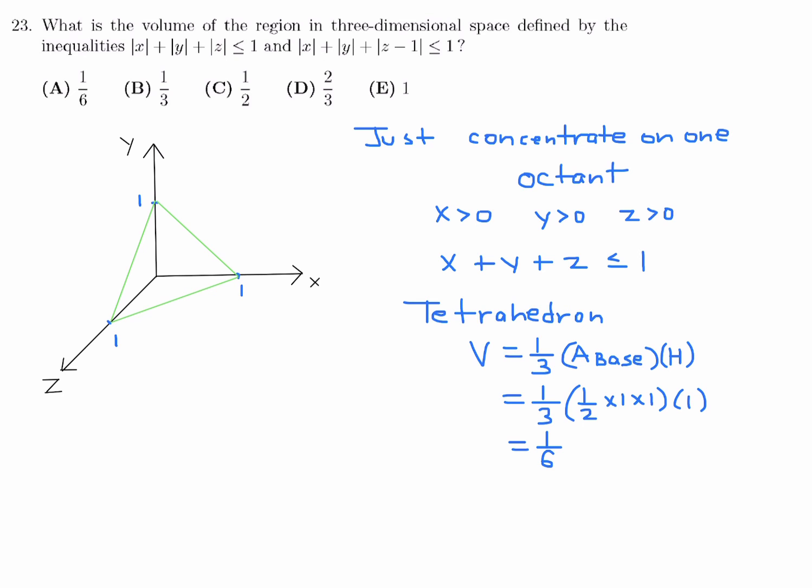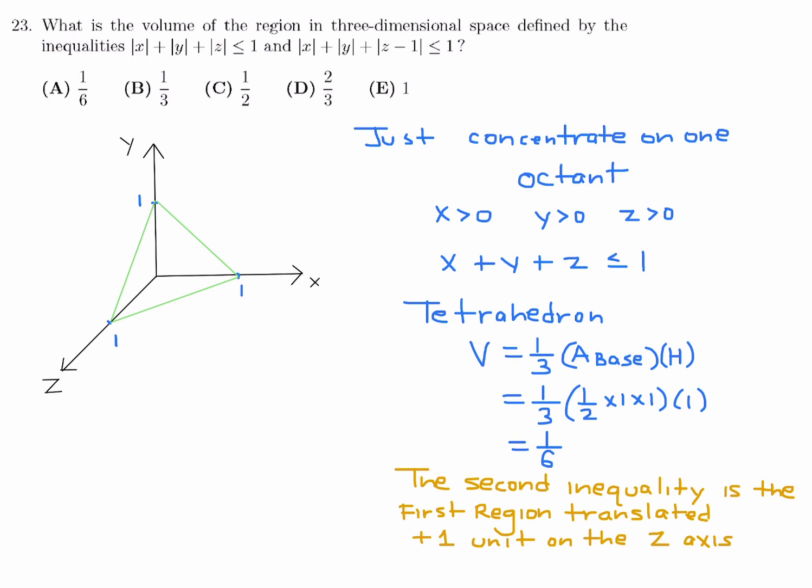Okay. And instead of looking at all 8 octants, I'm just looking at one because that should be sufficient. Now I have to look at this guy. That guy is essentially the same thing, but we've translated it 1 unit on the z-axis. All right, so let's plot that. So 1 unit on the z-axis, right?